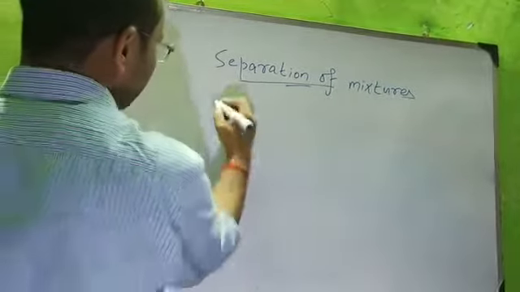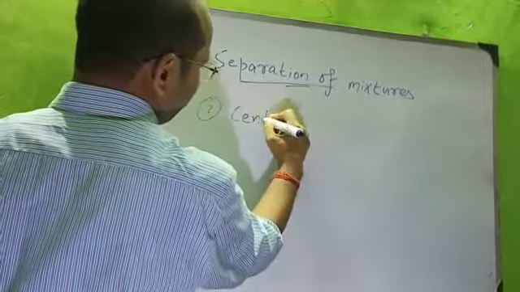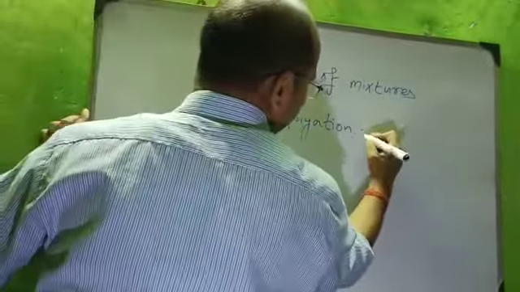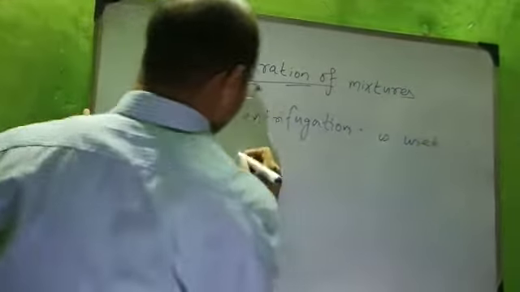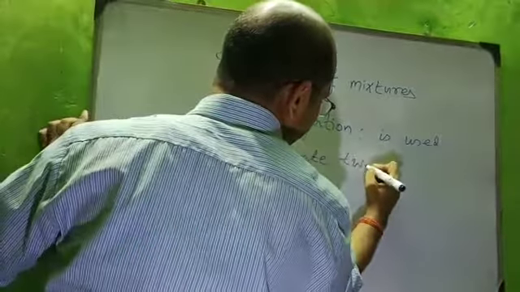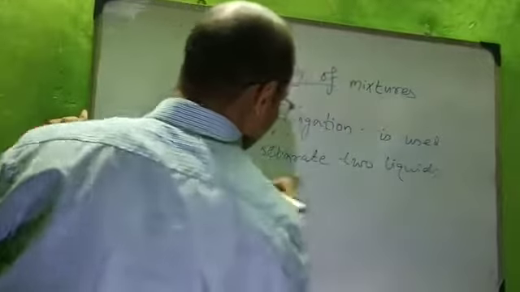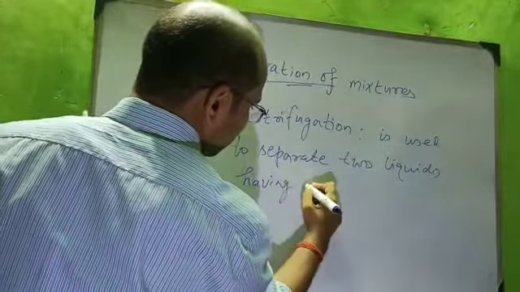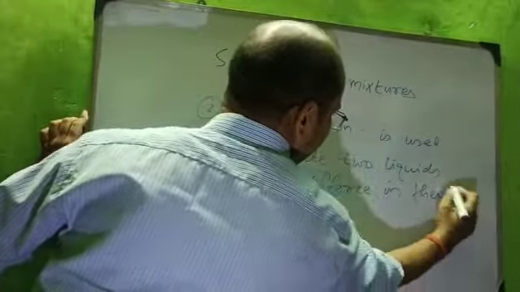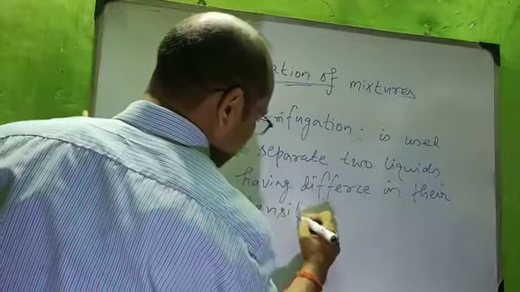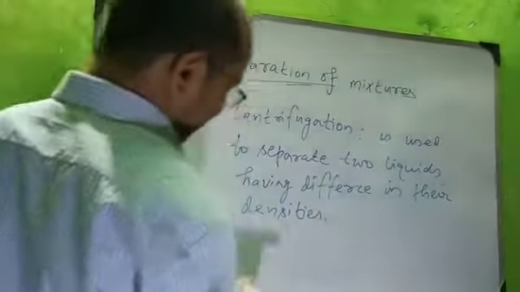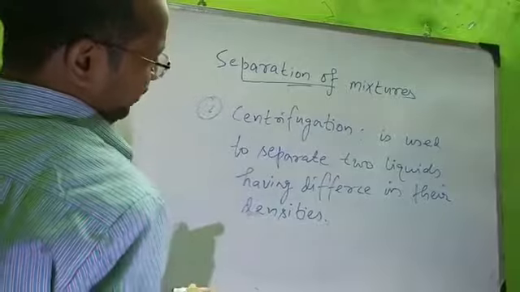Now I am telling you about the second process, that is centrifugation. What is centrifugation? Centrifugation is a technique used to separate two liquids having a difference in their densities. It means we can separate a lighter liquid from a heavier liquid by using this centrifugation technique.